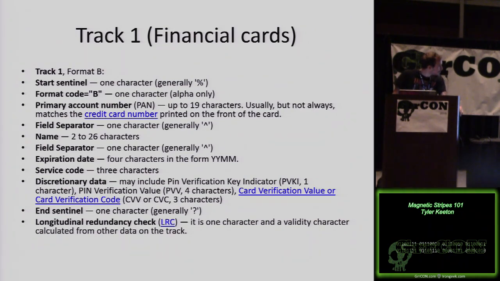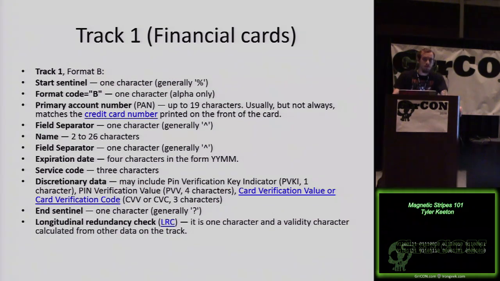After the expiration date, we have service codes. We'll get into that in a second. And then discretionary data, which usually houses the CVV and proprietary data for the card issuer. Then we have the end sentinel, which says this track is done, and then a longitudinal redundancy check.